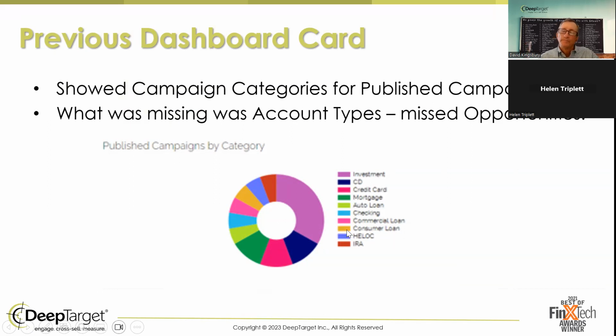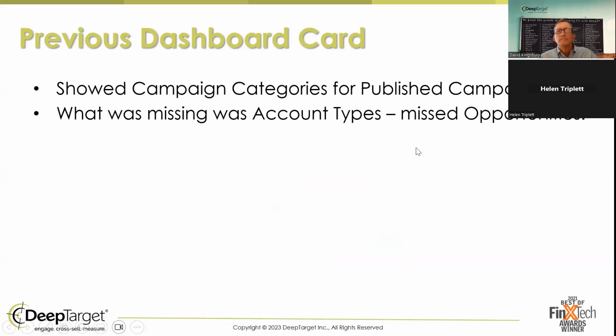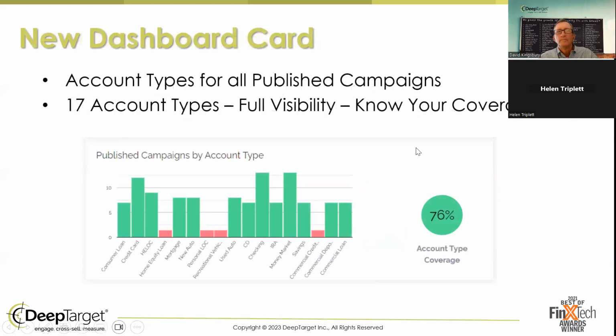So we wanted to break that down and look at it by account types, because account type is where it is associated with product openings. So we switched this from campaign view to the next card, which we have. A new one is based on account types. So in Deep Target, when we get your data, you have your product codes, we map them into Deep Target account types. There are 17 available account types.